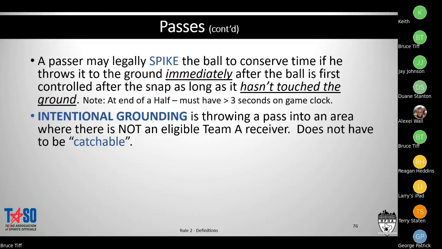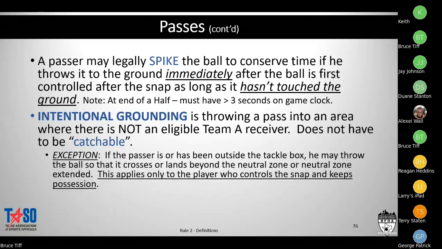Intentional grounding is throwing a pass into an area where there is not an eligible Team A receiver. It doesn't have to even be catchable. The only exception is if the passer is or has been outside the tackle box. He or she may throw the ball so that it crosses or lands beyond the neutral zone or neutral zone extended. So that line where it extends goes to infinity. As long as it goes beyond that, that means it goes into the stands, outside the building, everywhere. This applies only to the player who controls the snap and keeps possession.